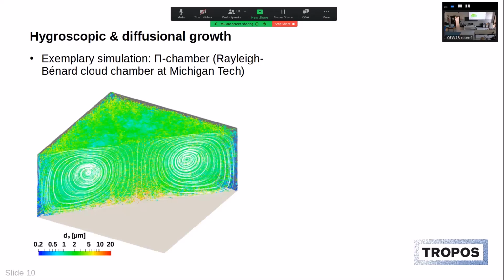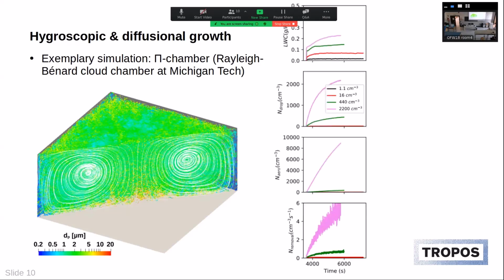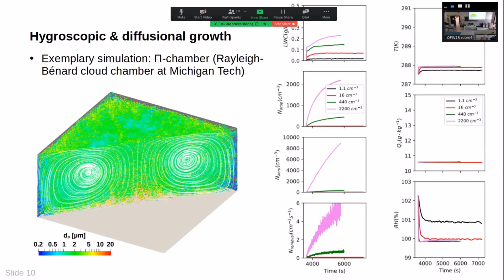diameter. And with our library, we can then, for example, have a look at aerosol and droplet statistics, like, from top to bottom, the liquid water content, the number concentration of droplets and aerosol, and the removal rate of droplets and aerosols. We can then have a look at the influence of different aerosol injection rates. And this is two-way coupled, so we can also see the influence of the droplets on the temperature, or for example, on the humidity.